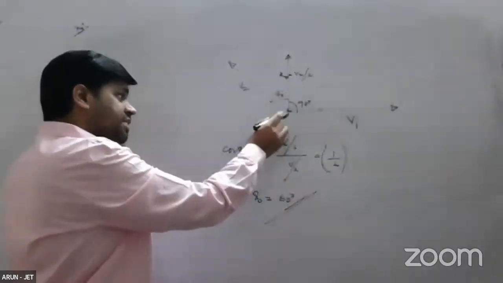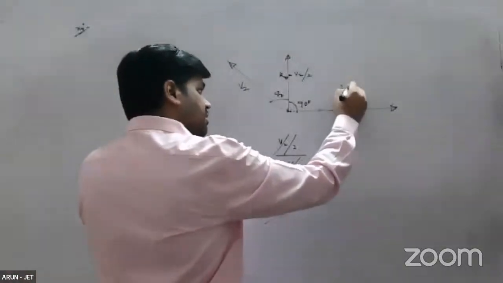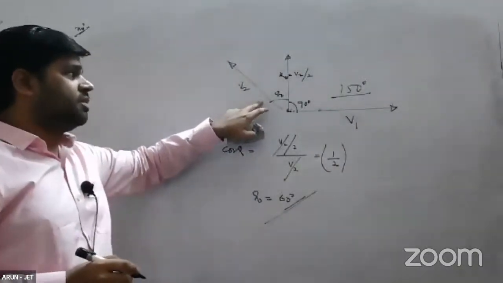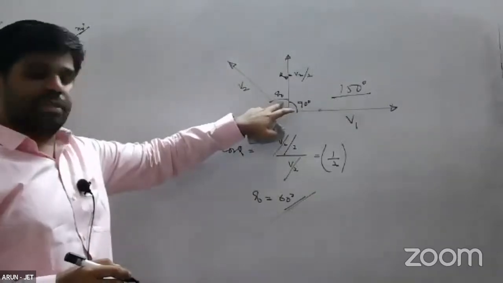But what is the angle between the two vectors? 90 plus 60. I got theta as 60, but the angle between the two vectors is 90 plus 60.